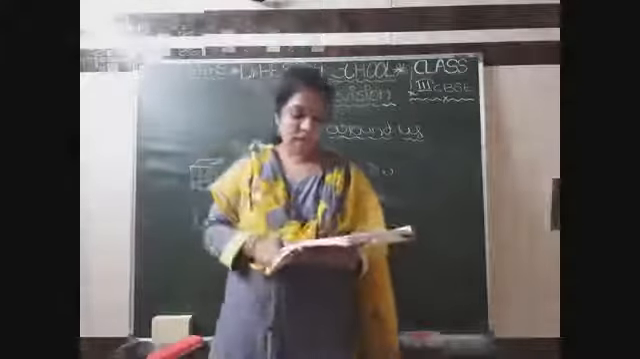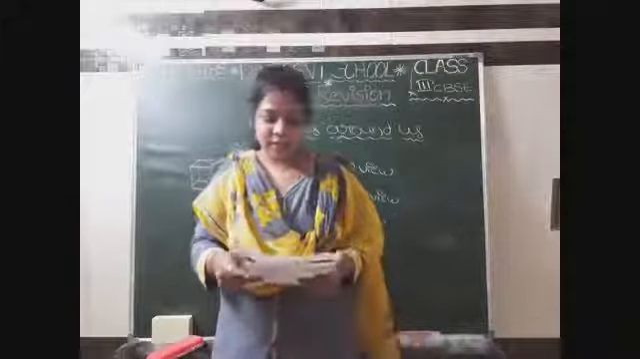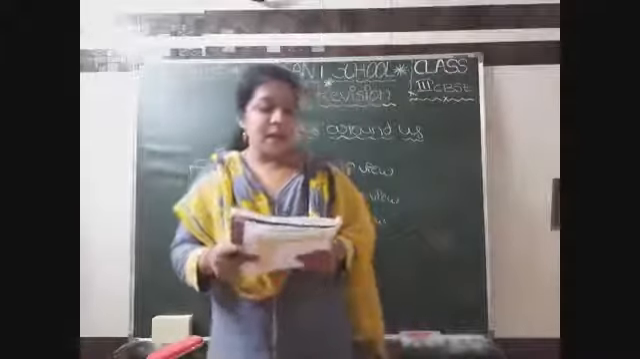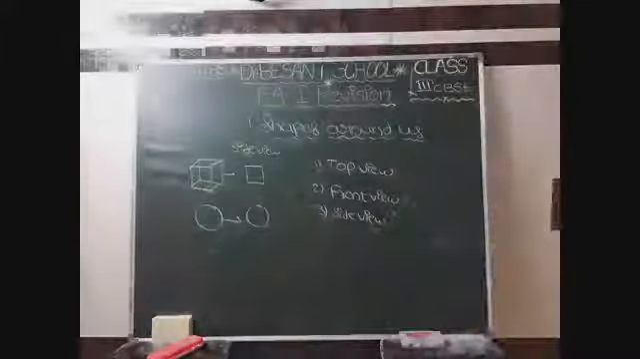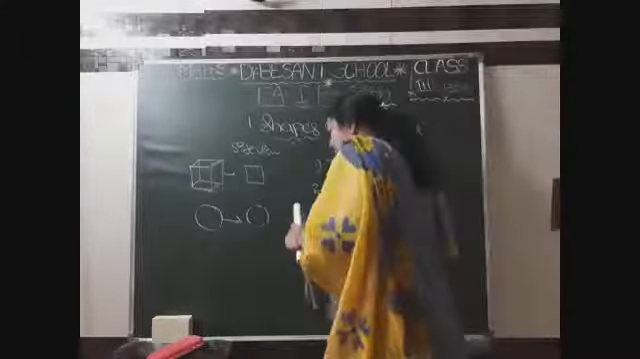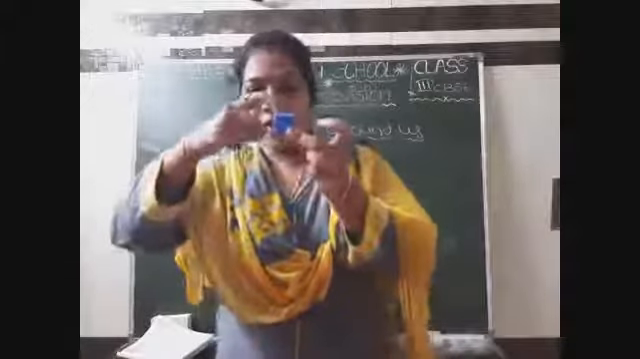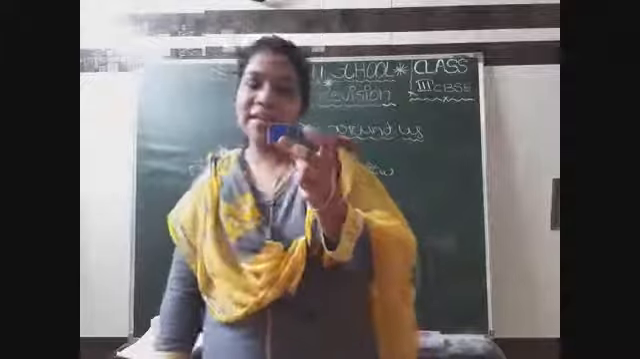Now, what is the next concept? Edges, corners, and faces for the 3D figures. What is an edge, children? Do you remember? The definition is here also. The line where two faces meet is called an edge. For this cube shape, this face and this face, these two faces are meeting at this line. This is called an edge.